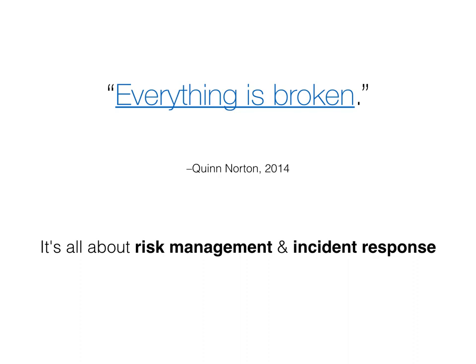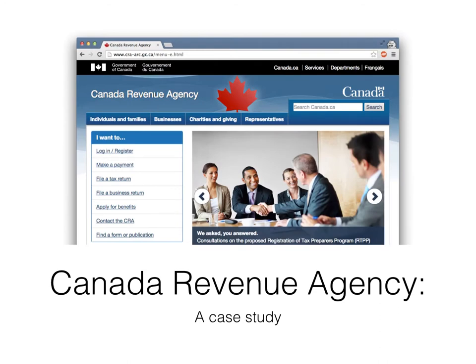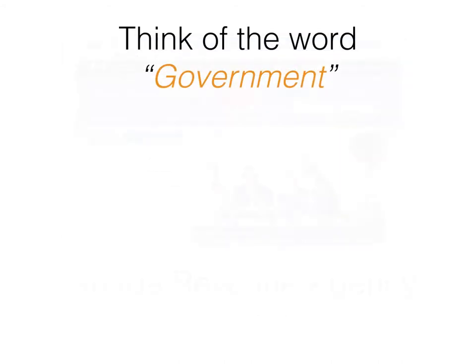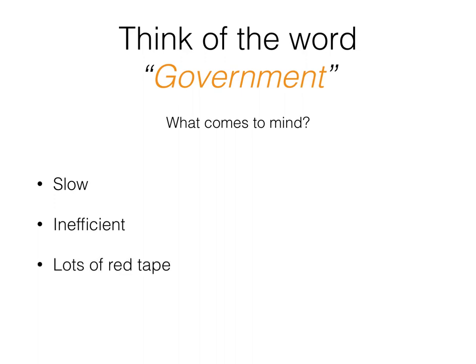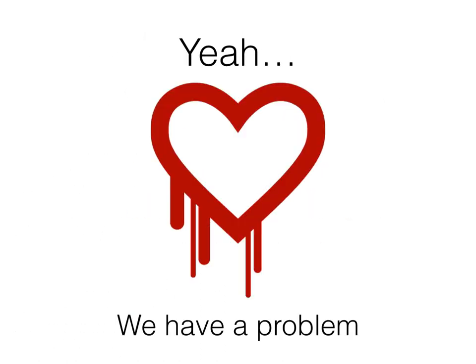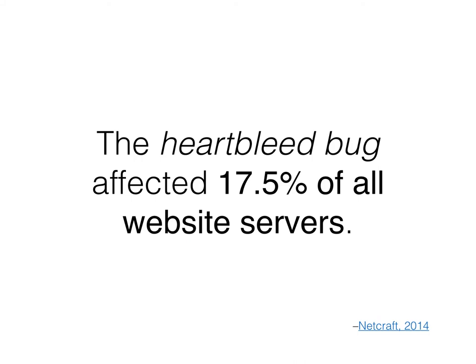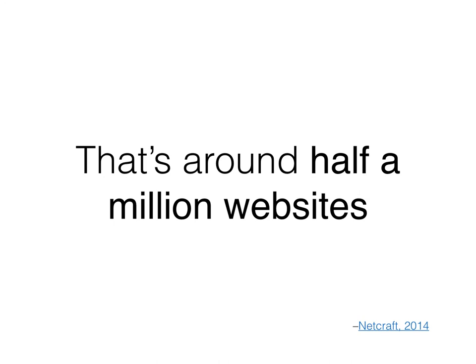Yeah, exactly. Okay. So, getting into the CRA case study, or as I like to call it, a tale of woe. When you think of the word government, what comes to mind? Personally, slow, inefficient, lots of red tape and bureaucracy. With these words in mind, you can see how we have a bit of a problem. The Heartbleed bug affected 17.5% of all website servers, according to Netcraft. That's around 500,000 websites. The nature of Heartbleed is quite nasty, because it's one of the few exploits so readily accessible to any average Joe, any run-of-the-mill 13-year-old hacker kid, as well as the most advanced governments who launch offensive security techniques.